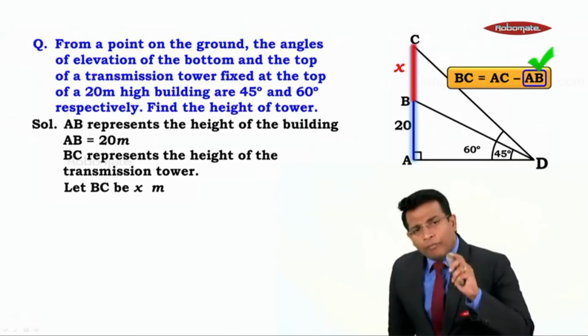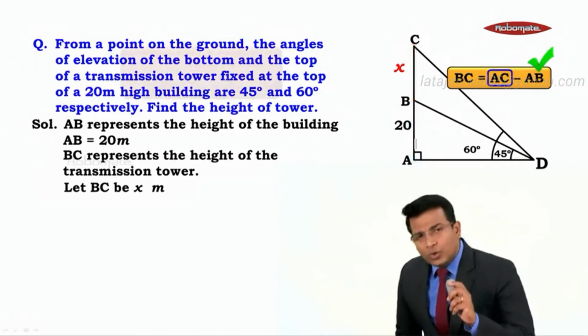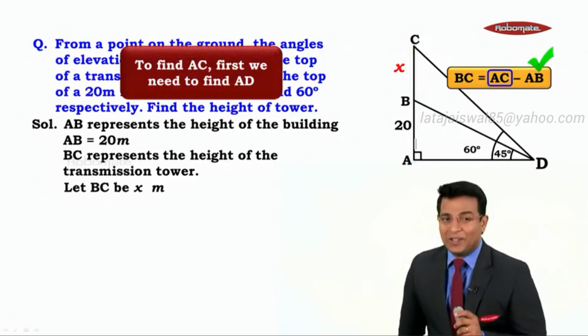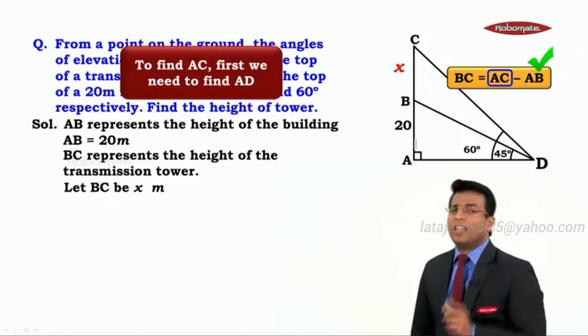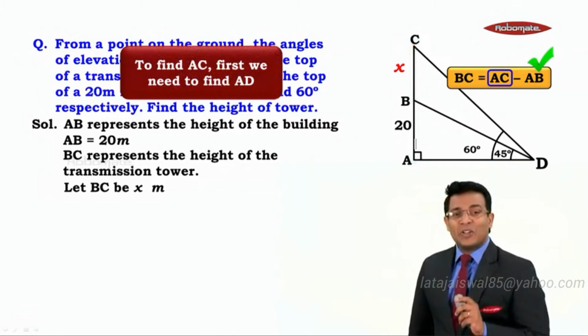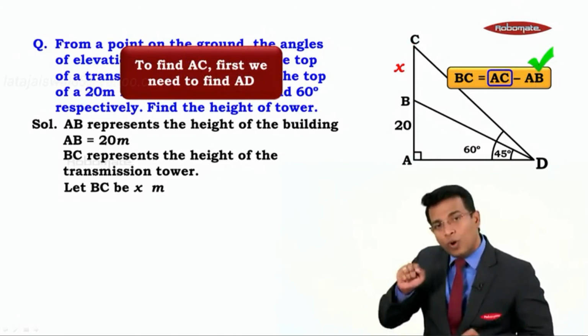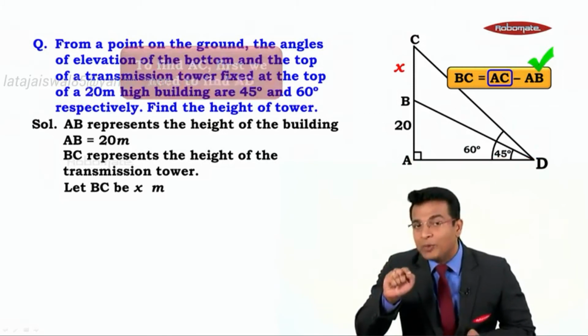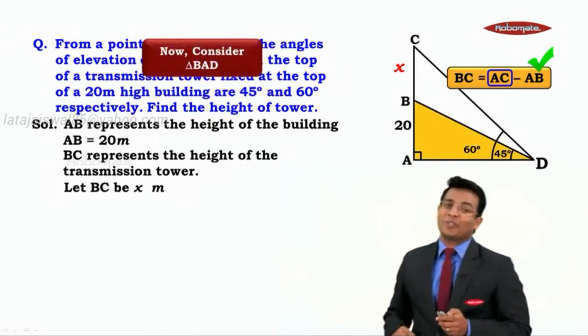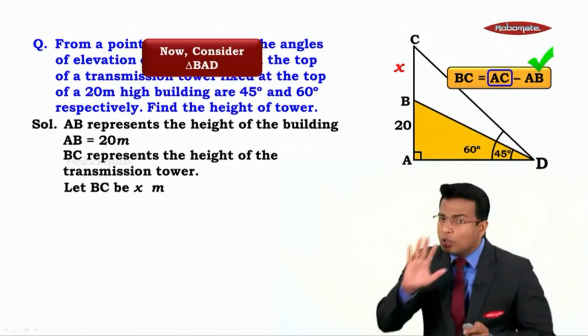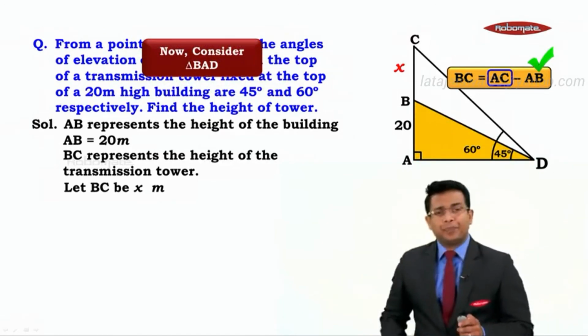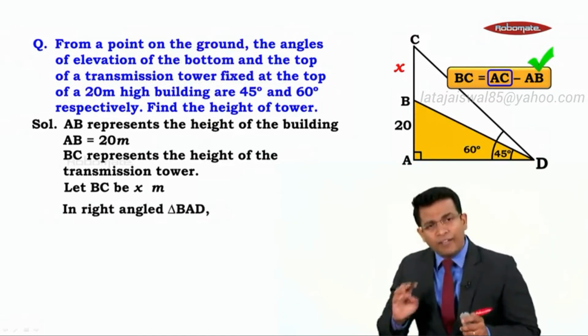Now, before finding that AC, we need to actually find the value of AD, because AC belongs to that bigger right angle triangle, and in that you can't find AC because there is no other side given. So let's find out AD, and we can find the length of AD by using that smaller right angle triangle, which is right angle triangle BAD. So your focus has to be on that right angle triangle, and in it you have an acute angle given to you.